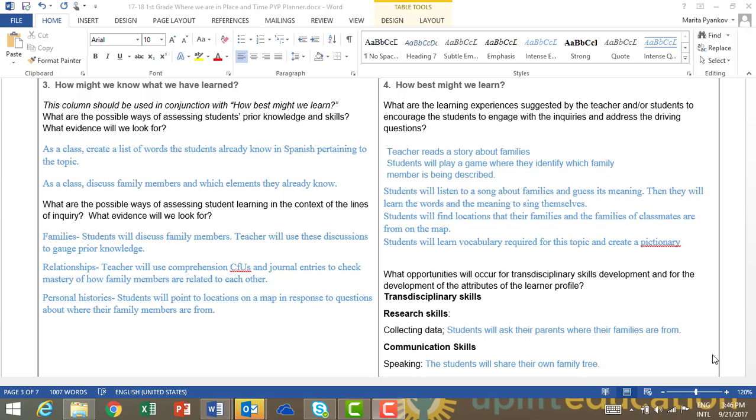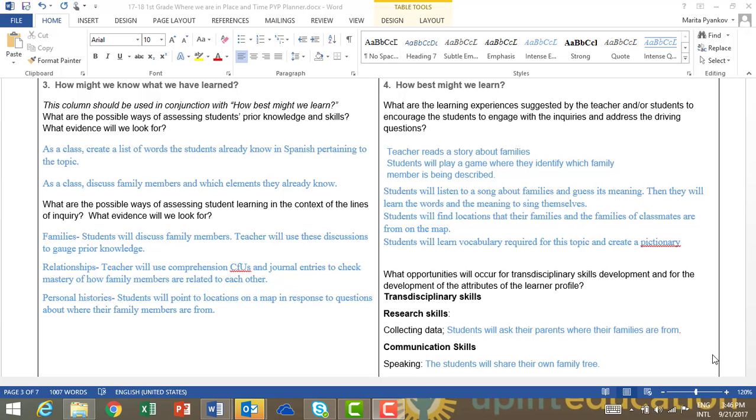So we're just going to be having conversations and talking about things, and I will be able to see if the kids already have the information, what we need to practice. These are the formative assessment sorts of opportunities that inform our choices as teachers of how much time we spend on things, what we circle back around to, that kind of thing. For relationships, I wrote teacher will use comprehension, check for understandings, and journal entries to check mastery of how family members are related to each other.